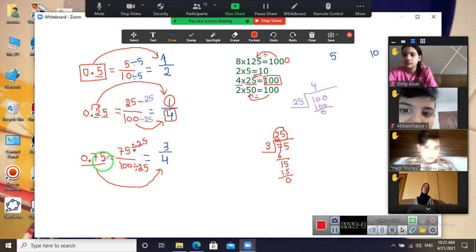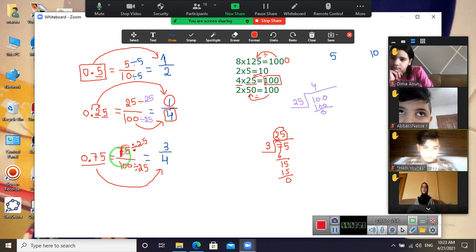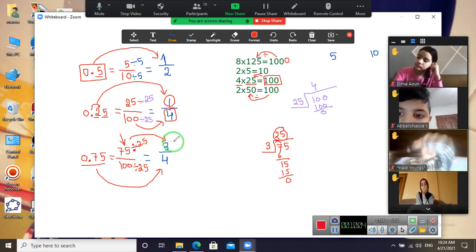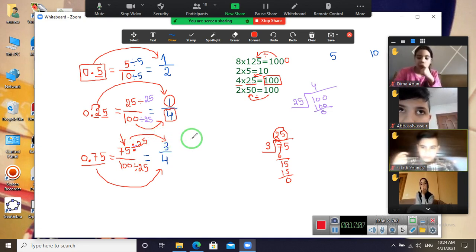I will explain it now for you. How can I transform it into 3 quarters? I was explaining now: by making it first of all a decimal fraction. Then I will simplify this fraction. I will reduce this fraction to get the answer. Okay?